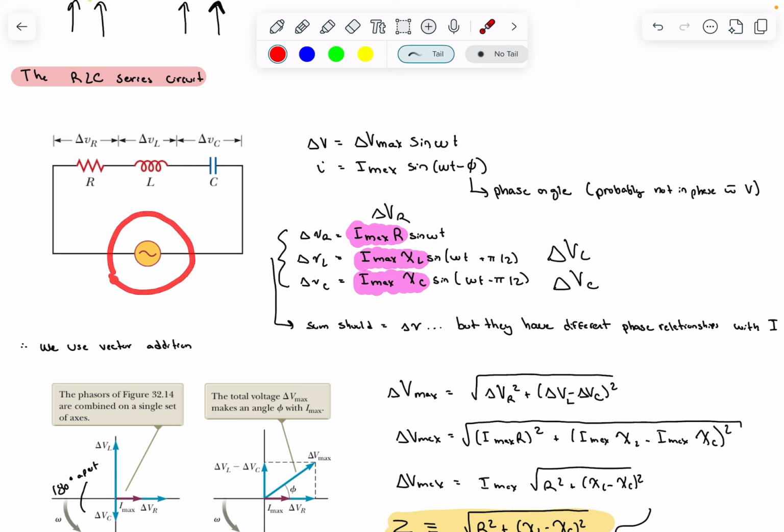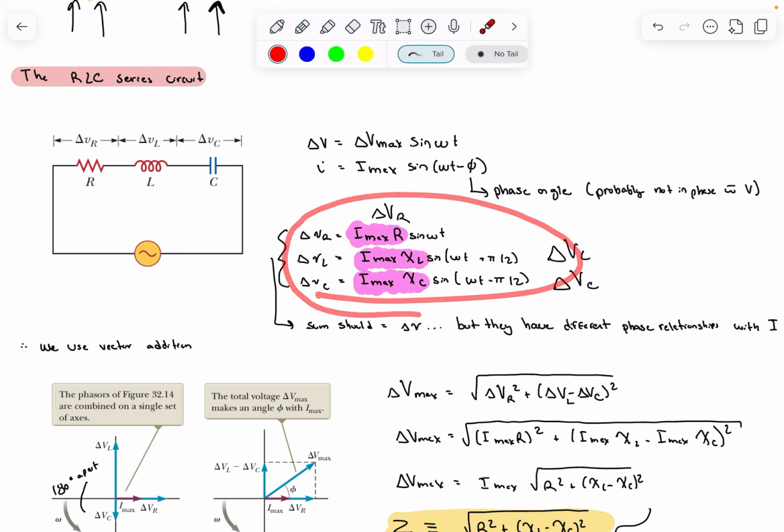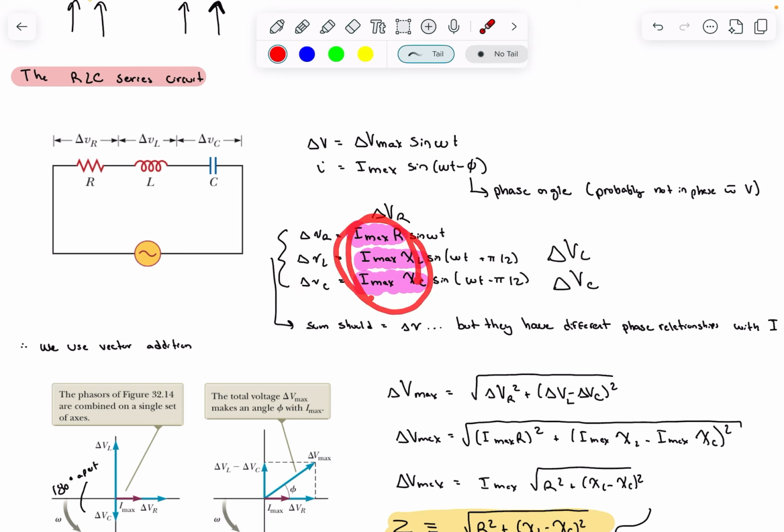So this gain in potential is equal to the sum of the drop in potentials, where we have delta VR, the drop across the resistor, is I max R sine omega t. Across the inductor, I max XL sine omega t plus pi over 2. Across the capacitor, I max XC sine omega t minus pi over 2. We already saw all of this stuff in the last video. What's in pink, we're going to call the maximum values of these potential differences, or the potential drops across these components. So this is capital delta VR, delta VL, and delta VC.